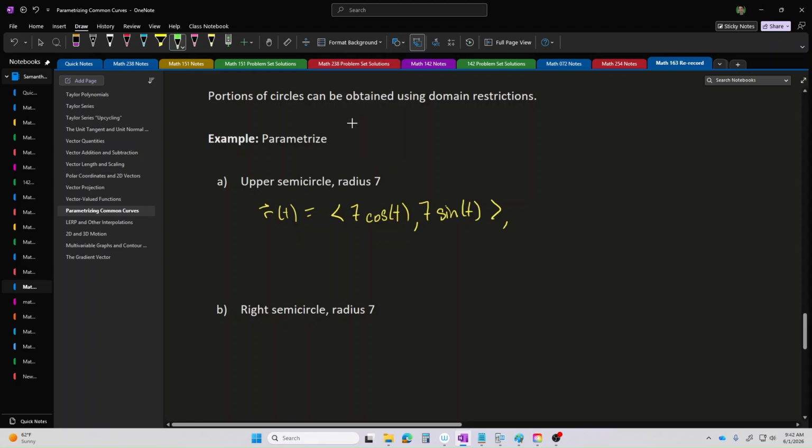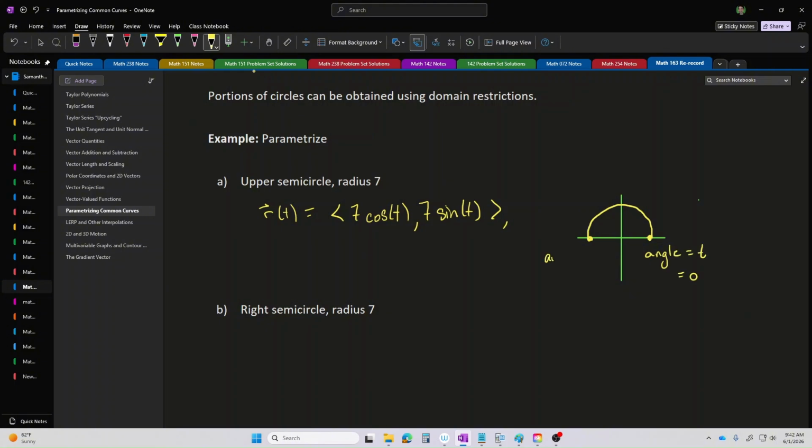Now, if I think about this function, the values of t are serving as the angles going into sine and cosine, and the upper semicircle corresponds to angles that are between 0 and pi radians. So the domain restriction for the upper semicircle would be t values in the interval from 0 to pi radians.